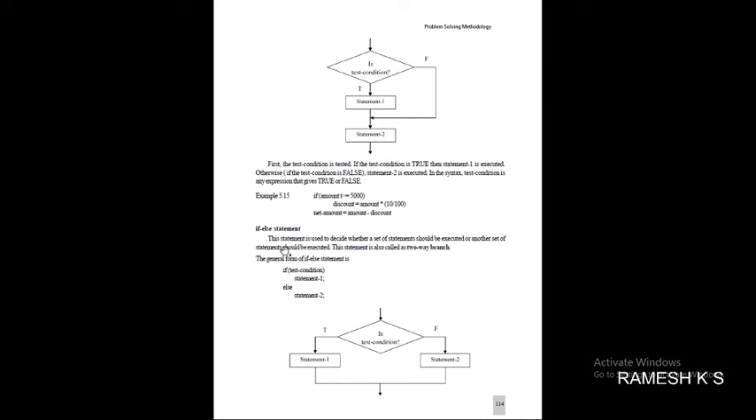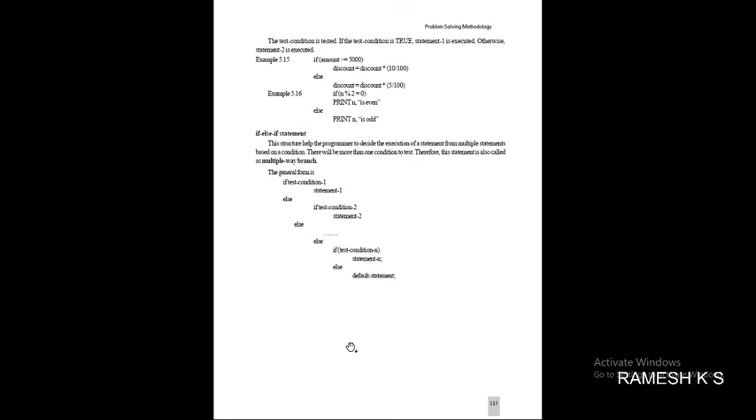The if else statement is used to decide whether one set of statements is executed or another set of statements is executed. If the test condition is true, this statement will be executed. If the test condition is false, this statement will be executed. That is the explanation of this. This is the syntax, this is the flowchart, and this is the example. So we have to write these three.